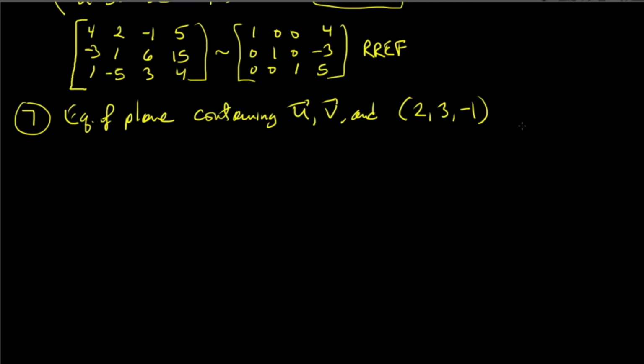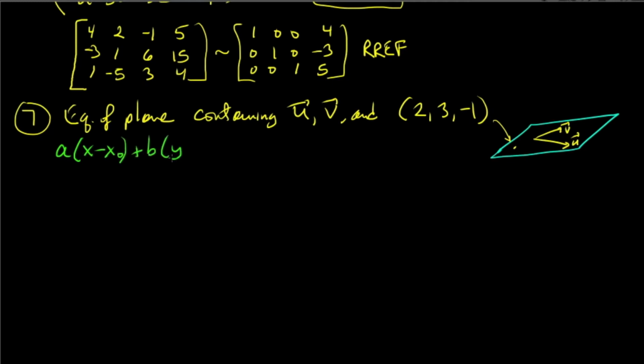All right, so number 7. We want to find the equation of a plane. Here's a plane, and it contains a point given by 2, 3, negative 1. And it contains two vectors, let's say vector u and vector v. So how do we find the equation of that plane? Well, we need a point. The equation of a plane, I think it's on your formula sheet. If it's not, then you probably should know it.